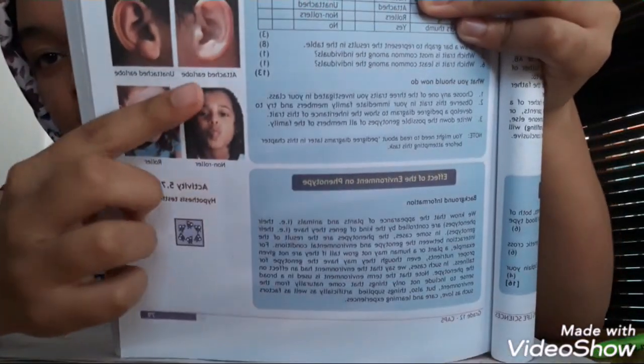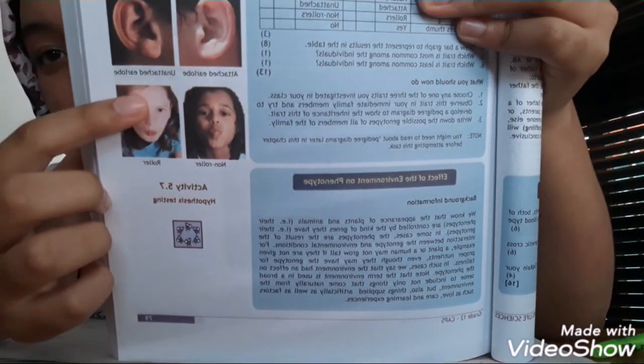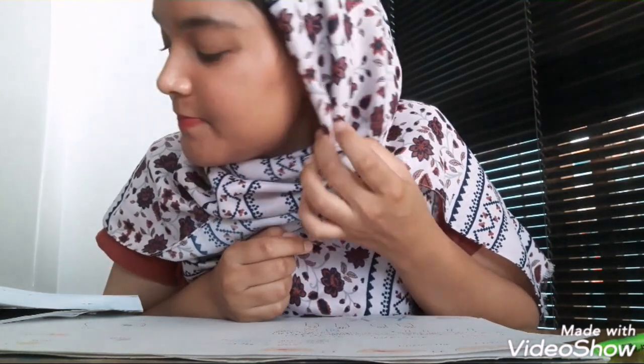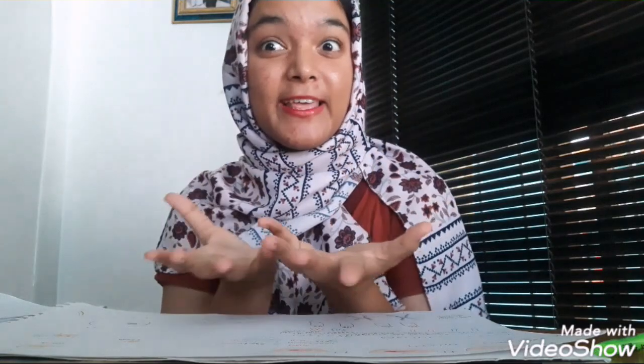Then we have attached earlobes and non-attached earlobes. I think I have a lobe over here, so I have unattached earlobes. Okay. Then the other characteristic is to roll your tongue like that. Can you roll your tongue? Okay. All these characteristics make you you, but where do they come from? And how do we know where they come from?